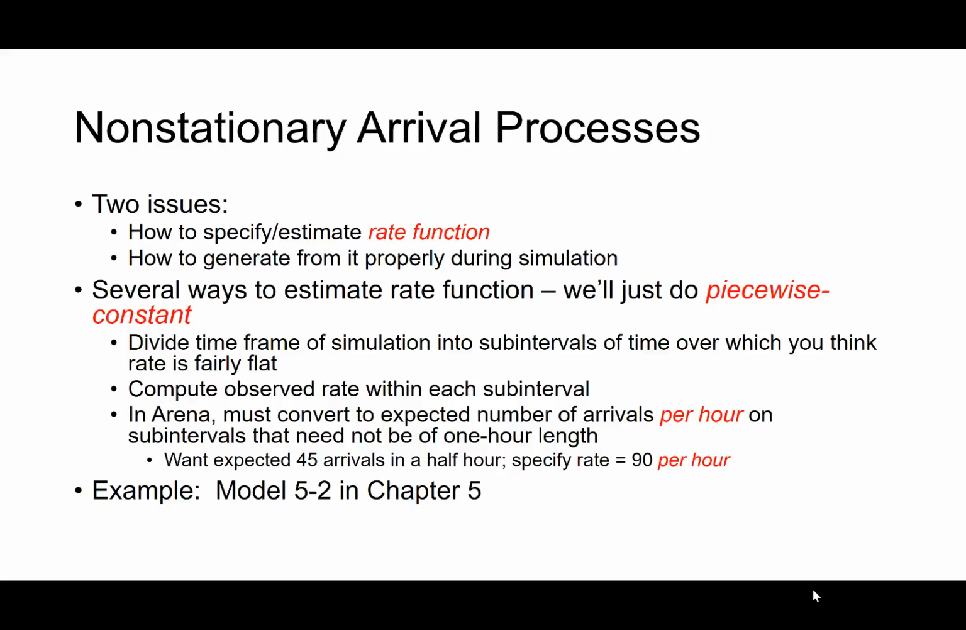There are several ways to estimate that rate function. The first one is piecewise constant, which is dividing the time frame of the simulation into subintervals over time in which you think the rate is fairly flat, and computing the observed rate within each subinterval. In ARENA, you would then have to convert the expected number of arrivals per hour into subintervals that need not be of 1 hour length. So if you want 45 arrivals in a half hour, you'd have to specify the rate per hour, so you basically have to convert it back to an hourly basis. Example model 5.2 in chapter 5 discusses this further.